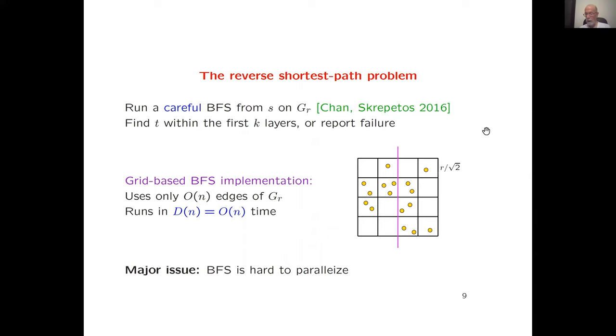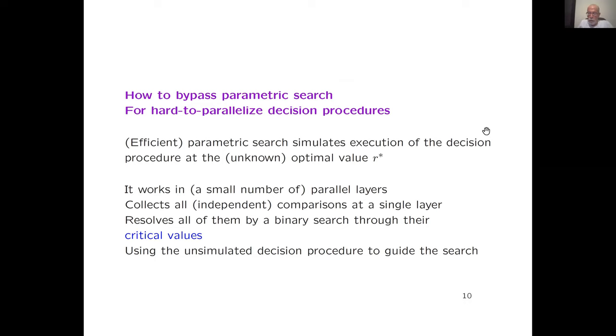And that is a problem for parametric search, because this is the method of choice to solve such problems. But in order to do it, let me very quickly go over it. To run parametric search efficiently, what you want to do is to take the decision procedure and simulate its execution at the unknown optimal value R star.